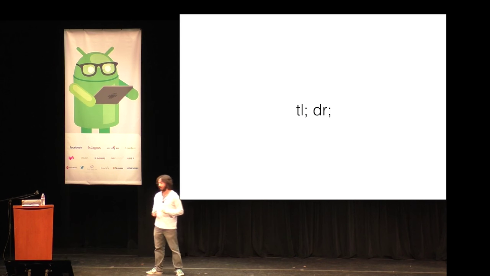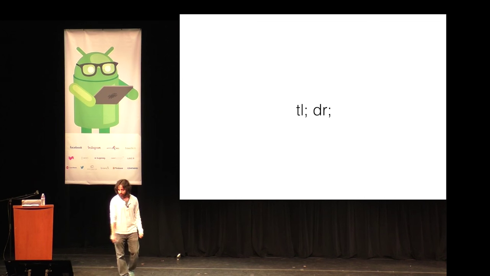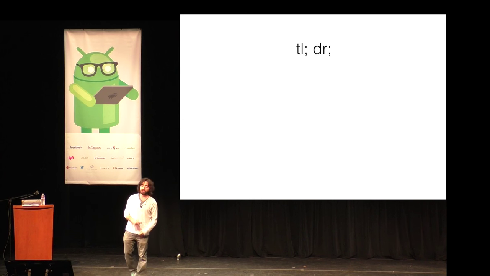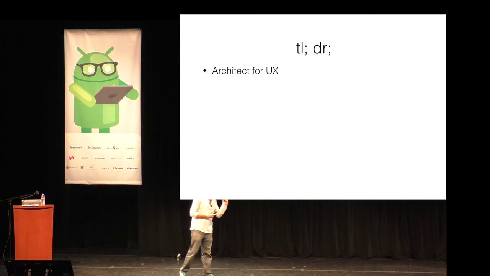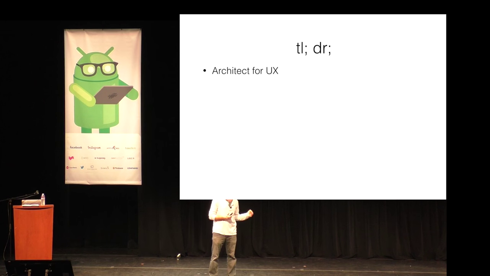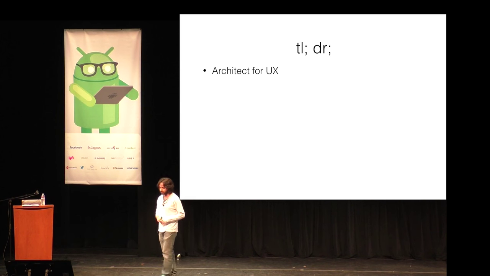So TLDR, these are hopefully the takeaways from this talk. You need to architect for the user experience. This is very, very important. Who cares which architecture you use? You should use one, but your users do not care about it. What they care about is their user experience. So always have that in mind whenever you develop some component. What does the user want here?